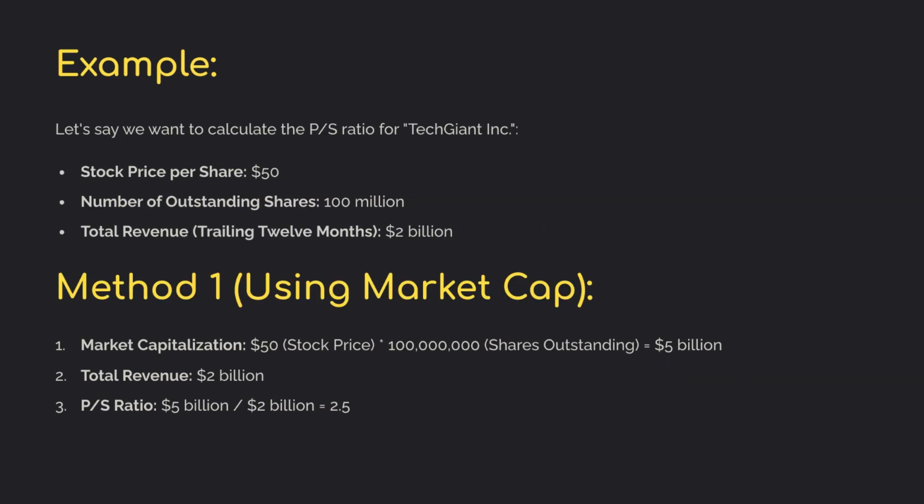Example: let's say we want to calculate the PS ratio for Tech Giant Inc. Stock price per share, $50. Number of outstanding shares, 100 million. Total revenue, trailing 12 months, $2 billion. Method 1, using market cap. Market capitalization: $50 stock price times 100 million shares outstanding equals $5 billion. Total revenue, $2 billion. PS ratio: $5 billion divided by $2 billion equals 2.5.